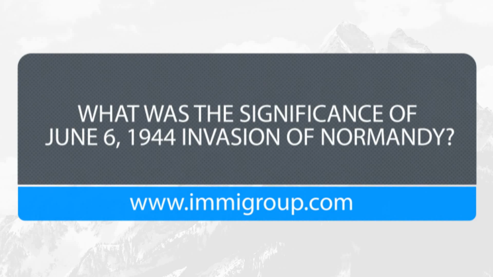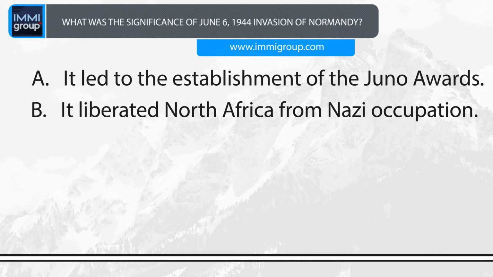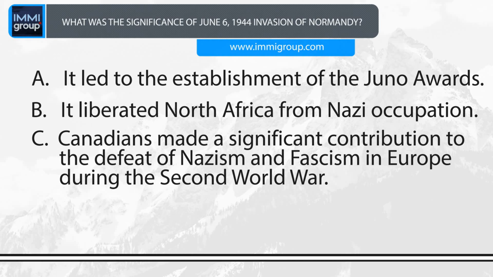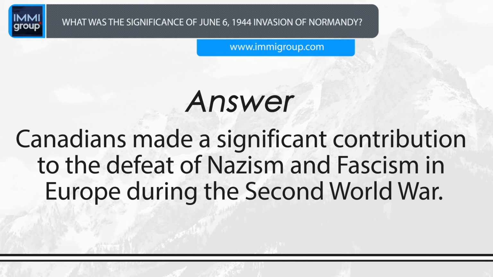What was the significance of the June 6, 1944 invasion of Normandy? A. It led to the establishments of the Juno Awards. B. It liberated North Africa from Nazi occupation. C. Canadians made a significant contribution to the defeat of Nazism and fascism in Europe during the Second World War. D. It resulted in the forcible relocation of Canadians of Japanese origin. Answer: Canadians made a significant contribution to the defeat of Nazism and fascism in Europe during the Second World War.